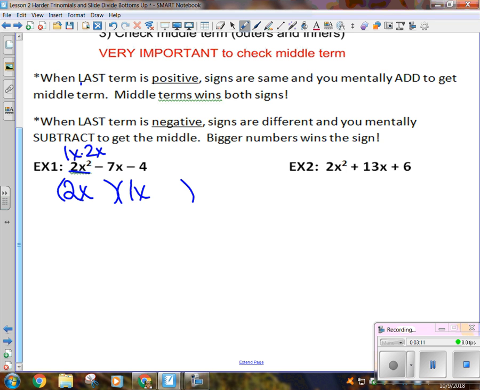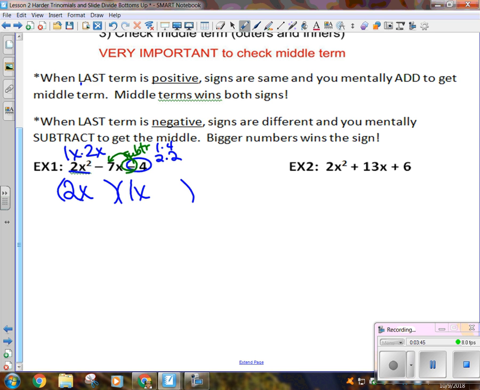Then we're going to factor the last term. How do I get negative 4? Or how do I get 4? I'm going to consider 1 times 4 is 4 and 2 times 2 is 4. Now, I know from my clues that I'm going to mentally do what? Subtract. And when I mentally subtract, I'm going to try to end up with what? Negative 7. Well, 4 doesn't give 7. But I have to remember that when I do inners and outers, I'm going to end up multiplying something by a 2. Do you understand what I'm saying?